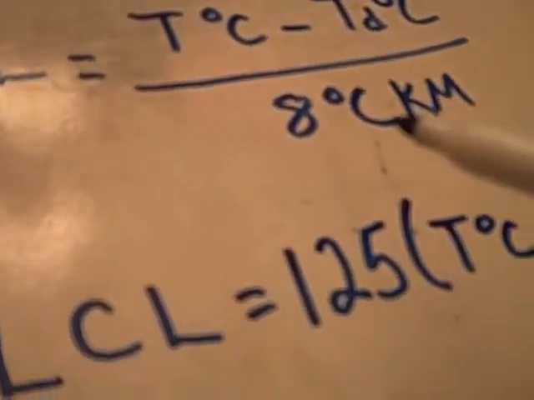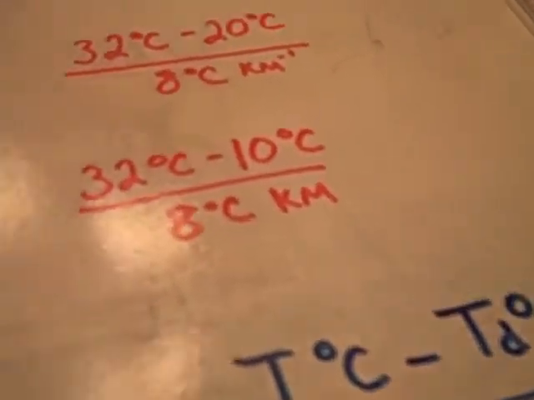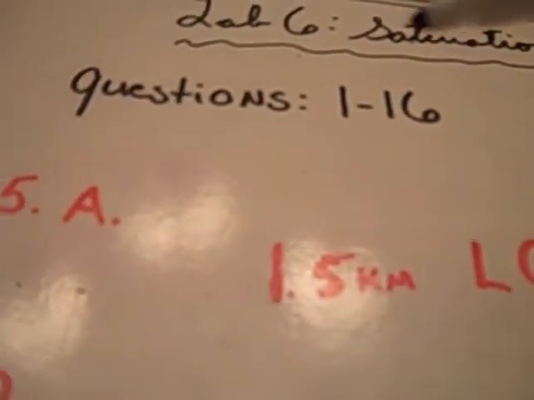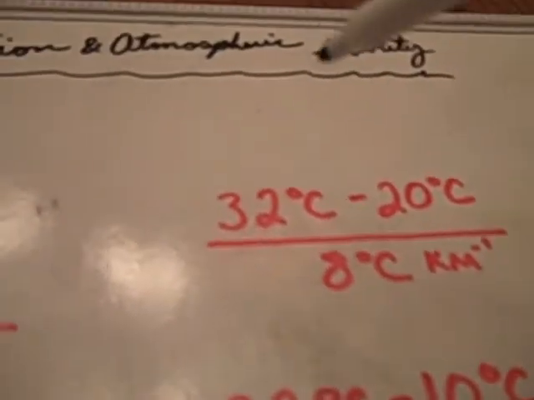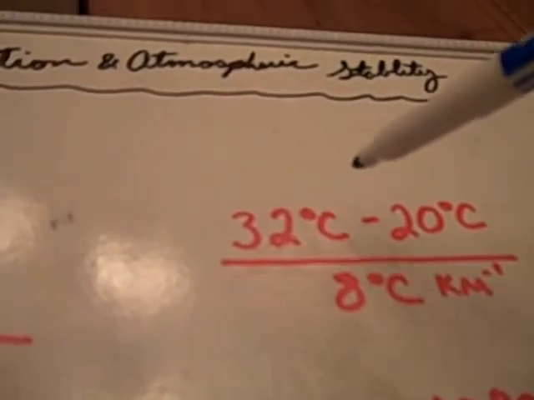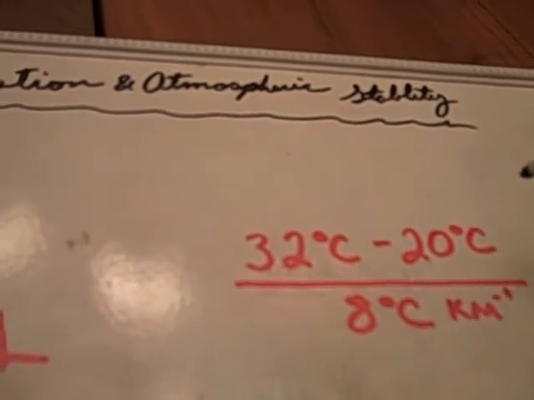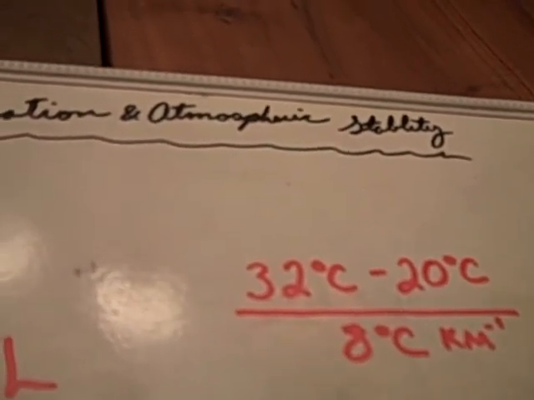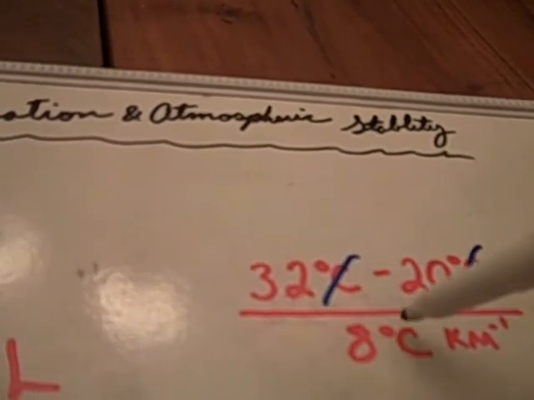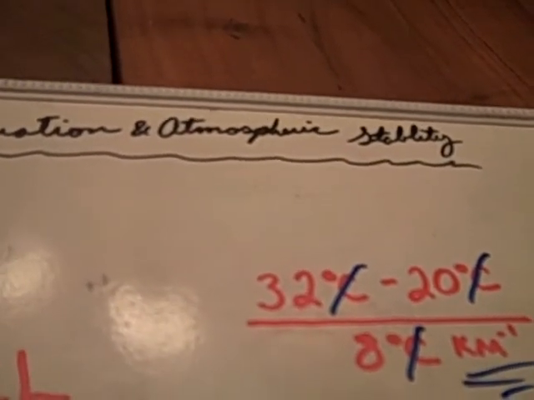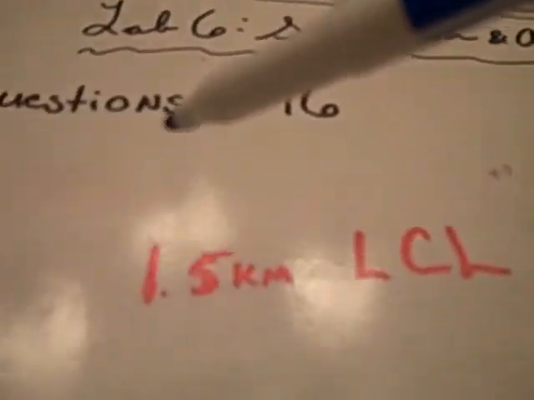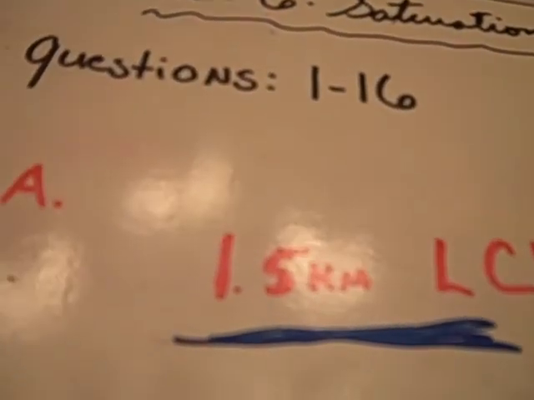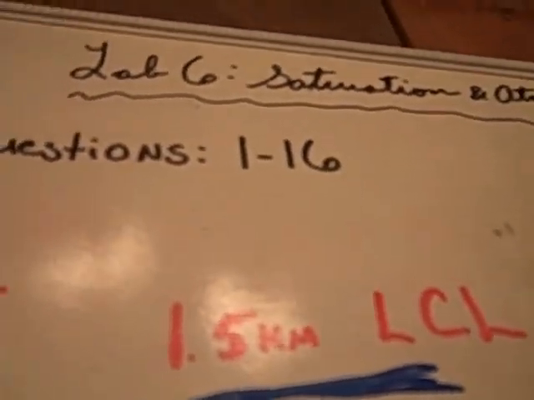For 15, you're solving it in kilometers, and I've worked out part A for you, and I plugged it in. So 32 degrees C minus the dew point temperature 20 degrees C divided by 8 degrees C per kilometer. The Celsiuses get crossed out. I'm left with the kilometers. I work that in, and I get 1.5 kilometers is my lifting condensation level. Now you guys can work on part B.